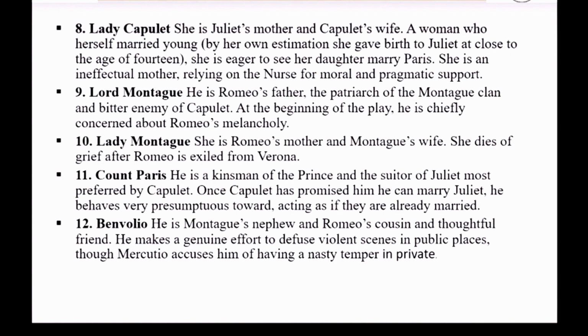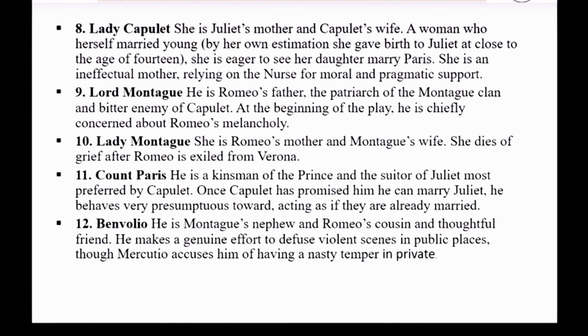Then 11th we have Count Paris. He is a kinsman of the prince and the suitor of Juliet most preferred by Capulet. Once Capulet has promised him he can marry Juliet, he behaves very presumptuously, acting as if they were already married.